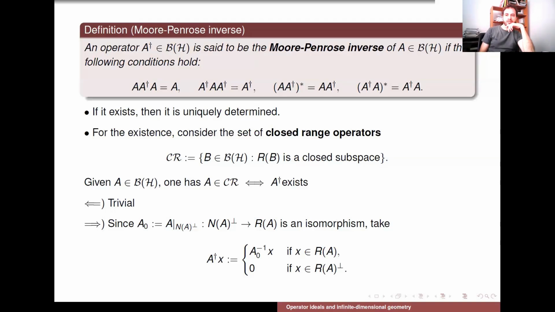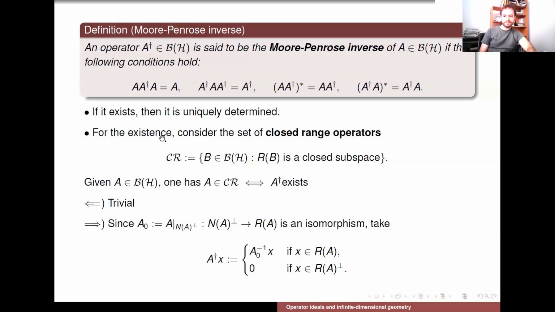So in the setting of bounded linear operators, this is the definition of the Moore-Penrose inverse. An operator A dagger, a bounded linear operator, is said to be the Moore-Penrose inverse of A if the following four conditions hold. The notation A dagger is justified because if it exists, then it is uniquely determined.